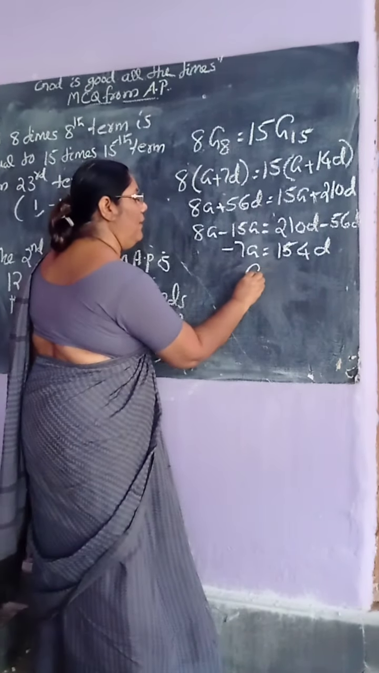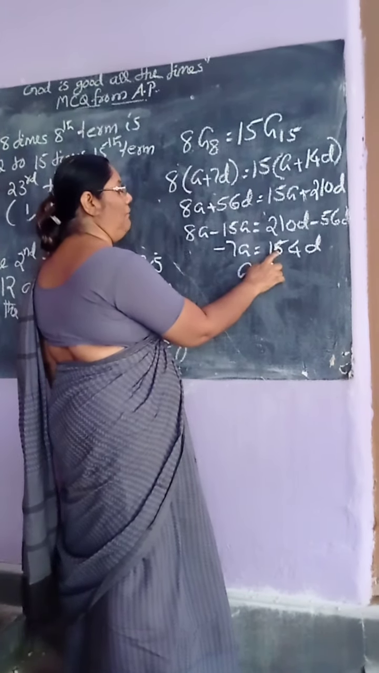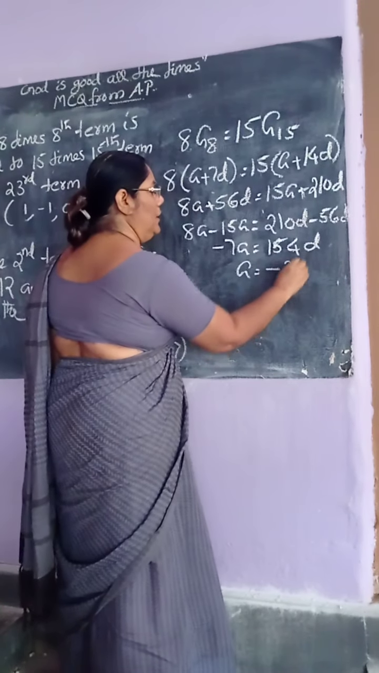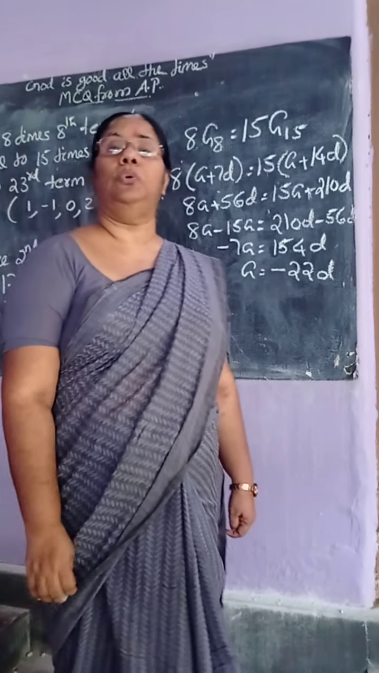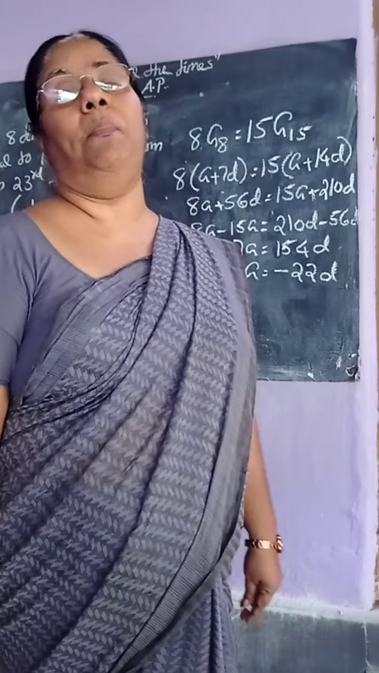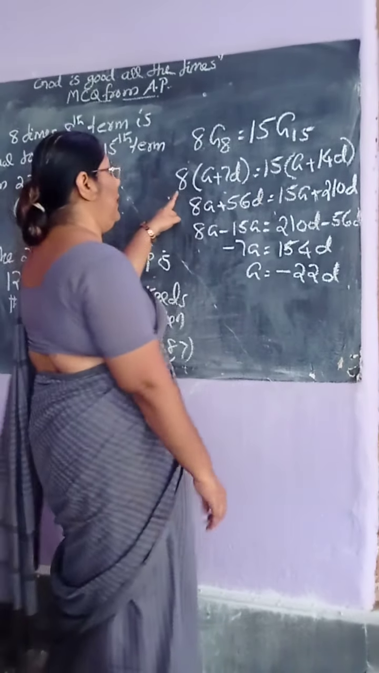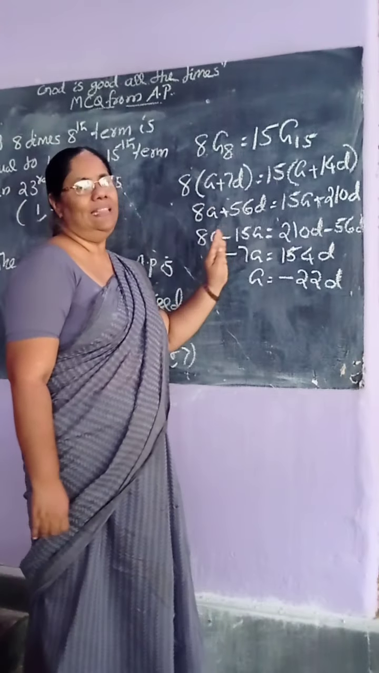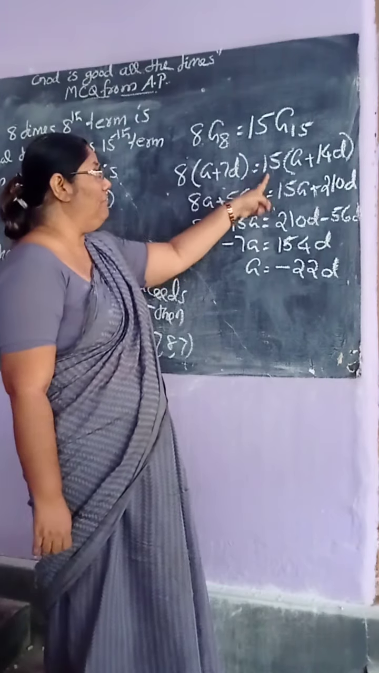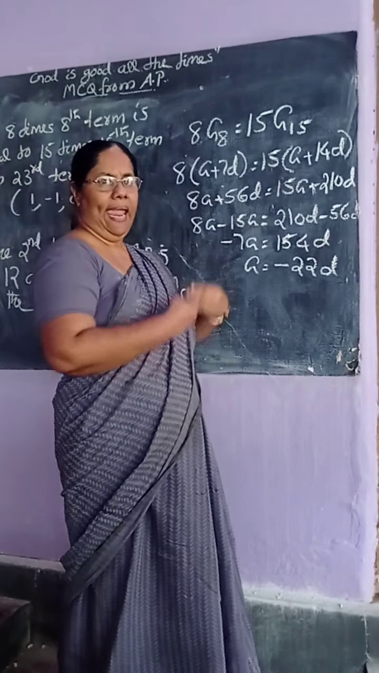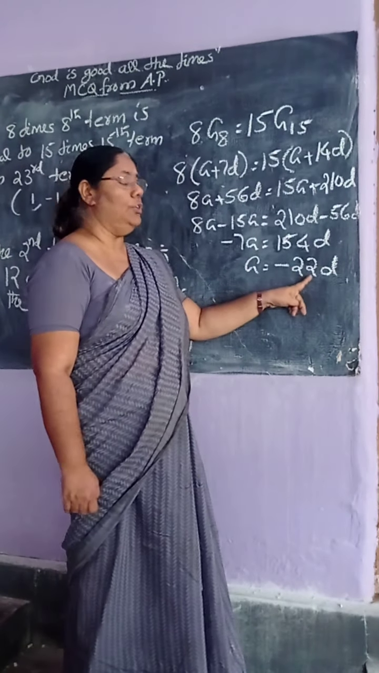From that, can you find what a is equal to? 154 by minus 7 is minus 22d. That means a is equal to minus 22d. Once again, I will explain this problem. All of you look here. Our aim is to study the method. 8 times the 8th term equal to 15 times the 15th term. Convert a into one side and d into the other side. You will get a equal to minus 22d.